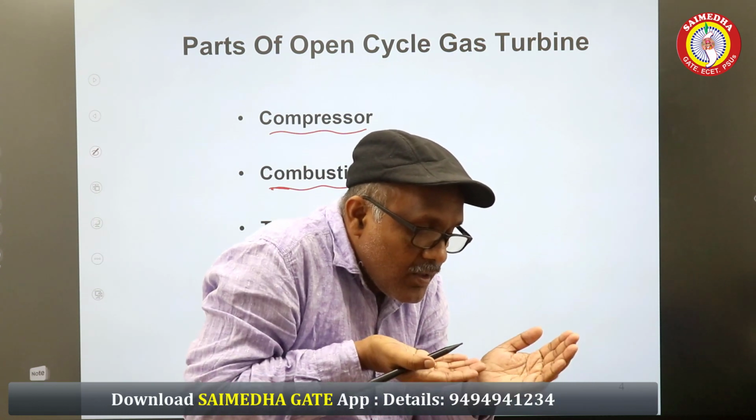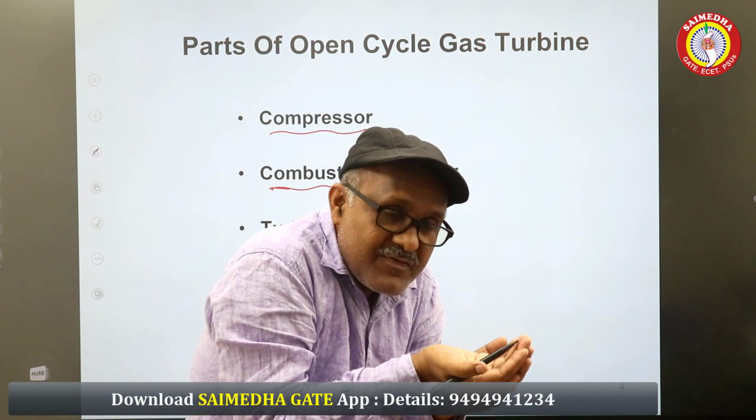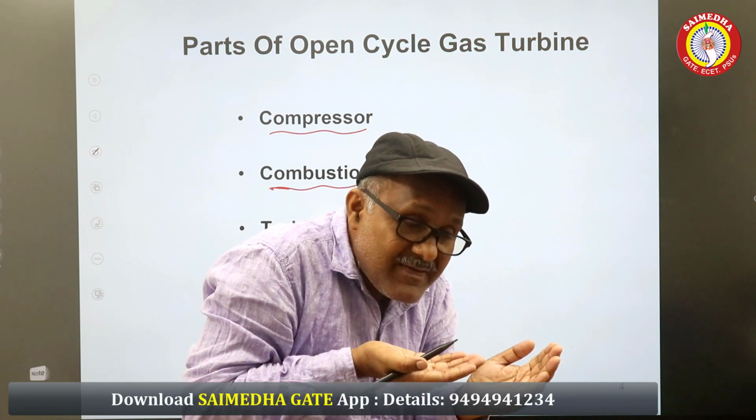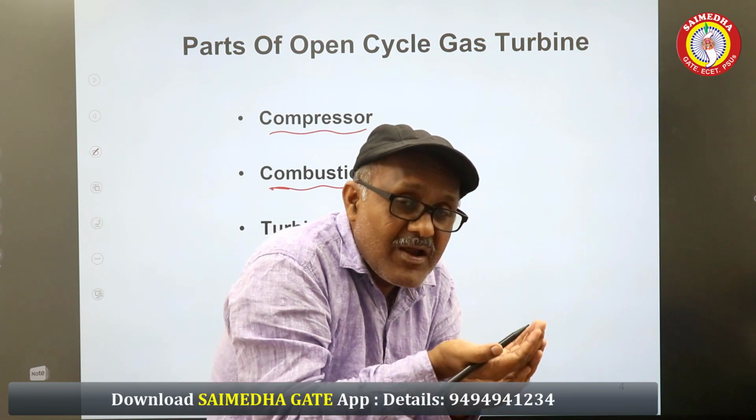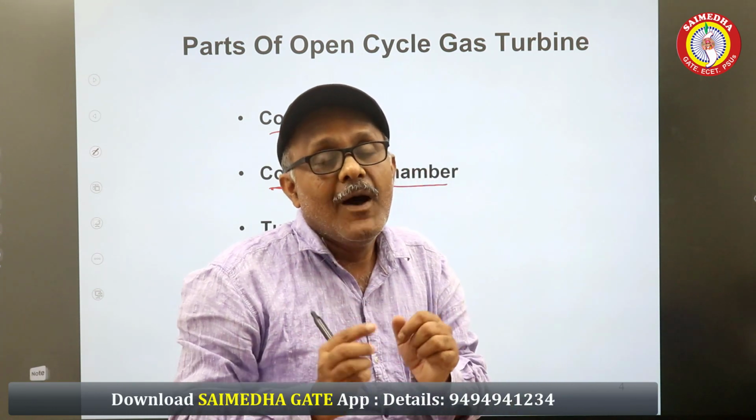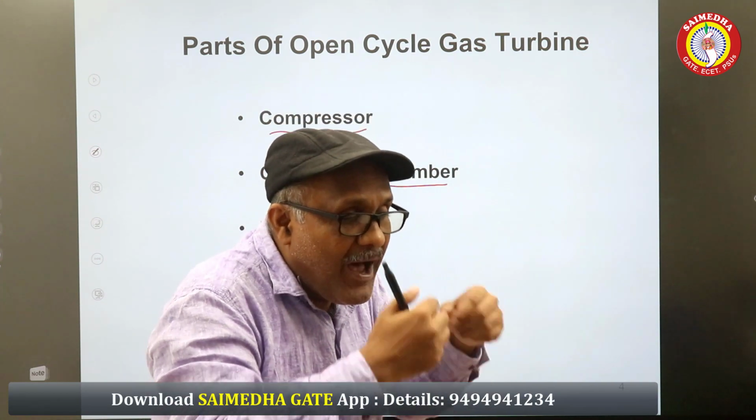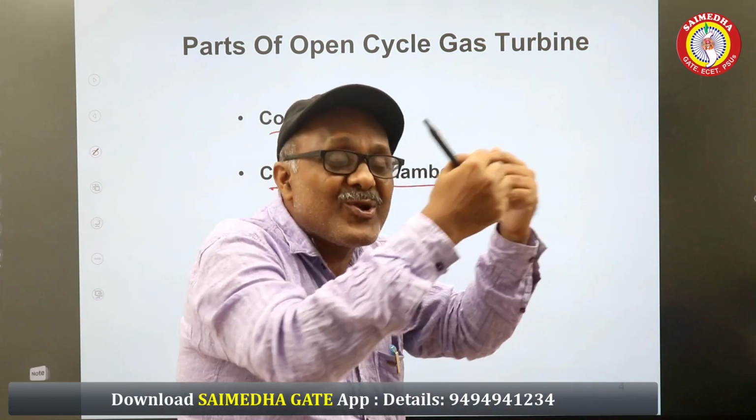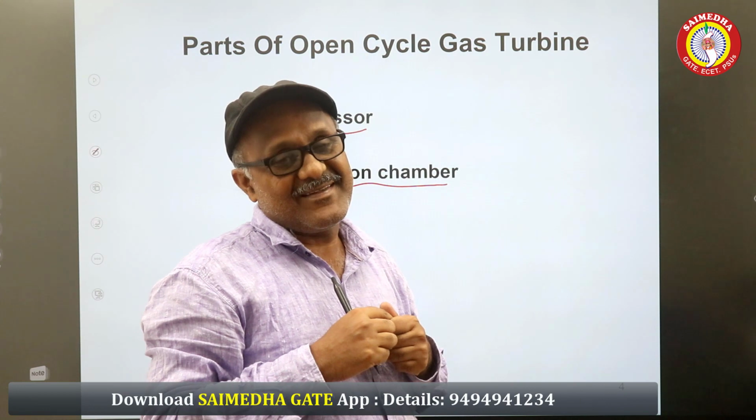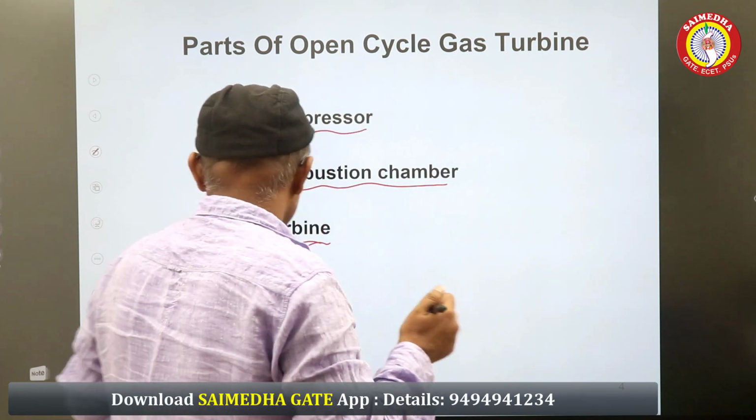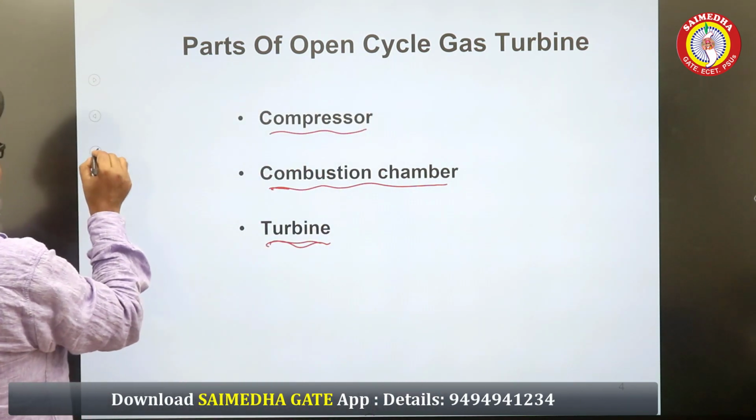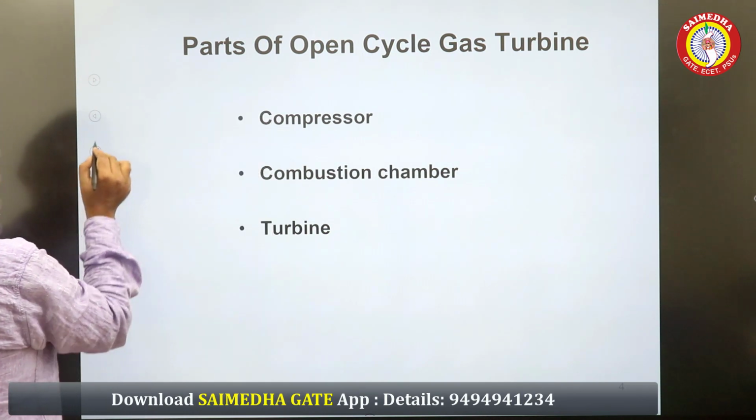That is, it enters with some velocity and leaves with some velocity: mass of the flue gases into change of velocity. That is nothing but momentum, which is responsible for rotation of the rotor of the turbine, my dear friends. Yes or no? So the next one.